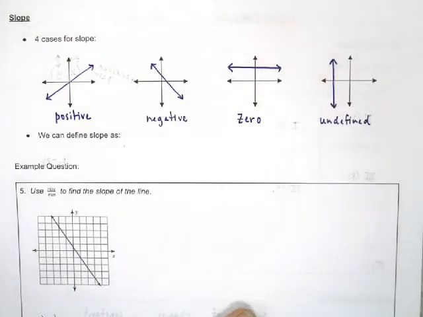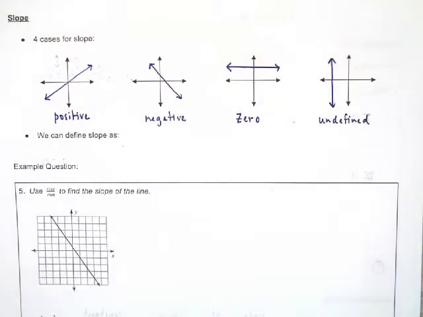He actually said it much more dramatically. But we know that slope is undefined. So we need to be able to recognize when we have those types of slope.